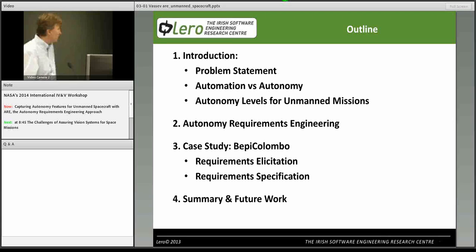My talk will start with a short introduction to the problem domain, which is required background for the rest of the slides. Then I will outline the difference between automation and autonomy, and say a few words about the different levels of autonomy considered by the European Space Agency for unmanned missions. Then in more detail, I will talk about autonomy requirements engineering, the approach we developed for this project. This is followed by a proof of concept case study where we apply this approach to the BepiColombo mission. The talk will be concluded with a short summary and some future work remarks.